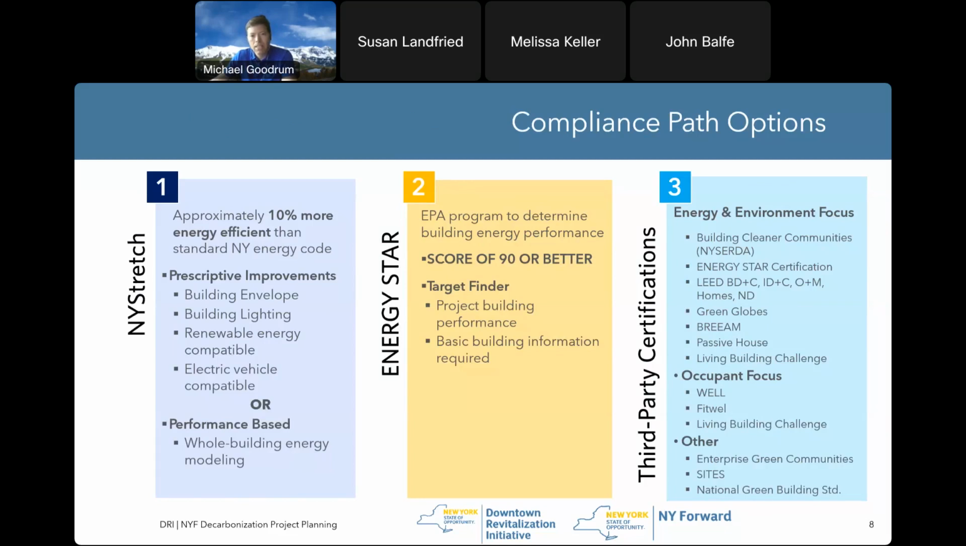The second is to achieve an Energy Star score of 90 or better using EPA's Target Finder software, basically predicting how the building's going to operate, because these are all new projects, even if it's a renovation, it's not going to operate the same as it has in the past. So achieving that score. And the third is via third-party certifications.